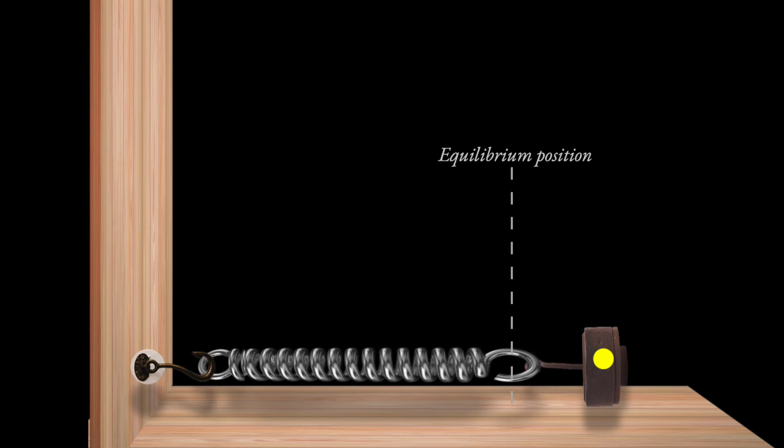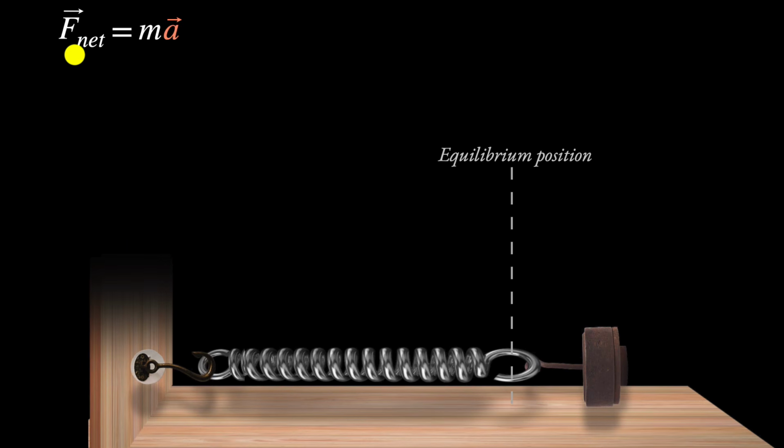How do we do that? Well, the best place to start is Newton's second law, which says that net force acting on any object equals mass times acceleration. Okay, so what are the forces that are acting on this mass? There is a force of gravity acting downwards, but it's completely balanced by the normal force. So the forces in the vertical are completely balanced, so let's ignore them.